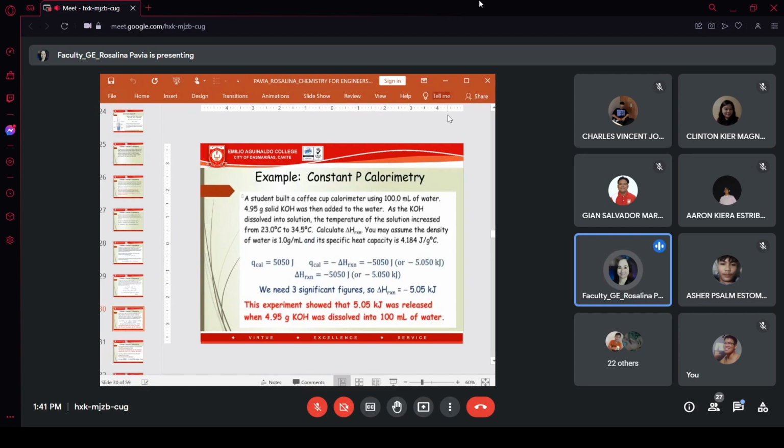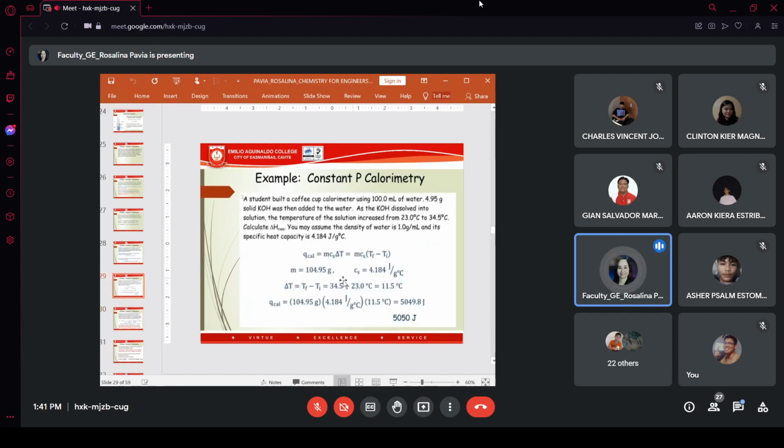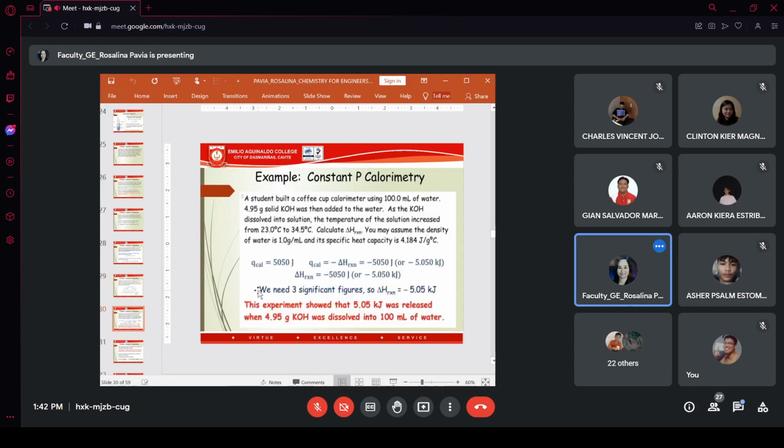Then, substitute na natin sa formula. Ayan na. Okay? Q of calorimeter is 104.95 grams times the specific heat, 4.184 joule per gram degree Celsius, times change in temperature. So we have 1,049.8 joules. Yun na yung heat which is actually the change in enthalpy. Okay? Positive siya kasi inabsorb ni calorimeter. Nag-release ng heat si reaction. Okay?